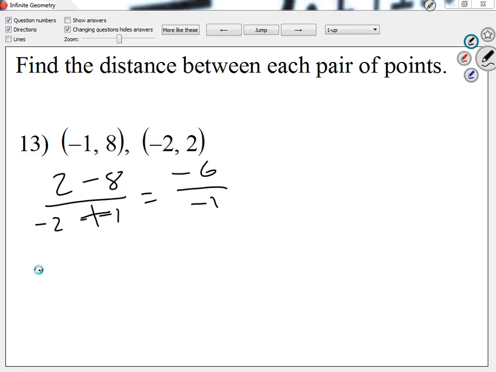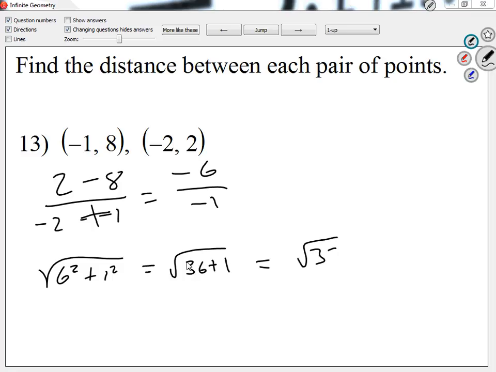Alright, so I'm going to go the square root of 6 squared plus 1 squared. So 36 plus 1, which is the square root of 37, right? Can we split 37? So nothing's going to come out. So good. So we're good now? But again, any questions up until number 20?